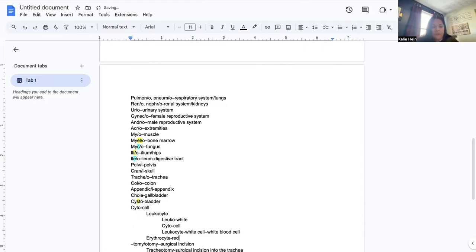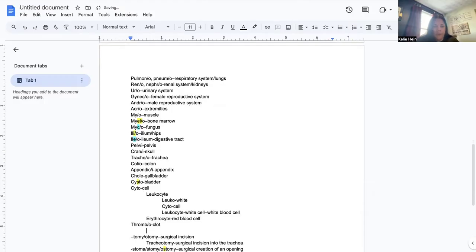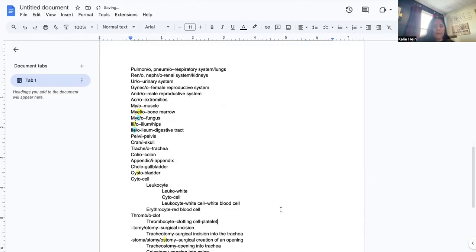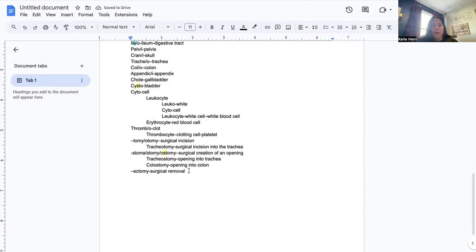Erythrocyte is a red blood cell because erythro is red, right? Thrombo, clot. Thrombocyte, by definition, is a clotting cell. What's a clotting cell? A platelet. Okay. Thrombocyte is a platelet. Okay. So if I have to surgically remove my appendix, that would be an appendectomy. Surgical removal of appendix.